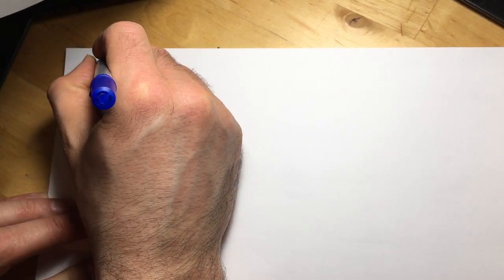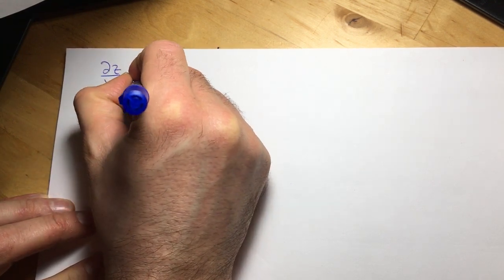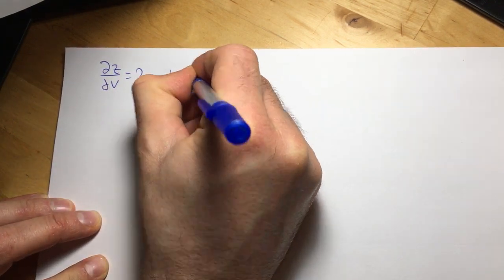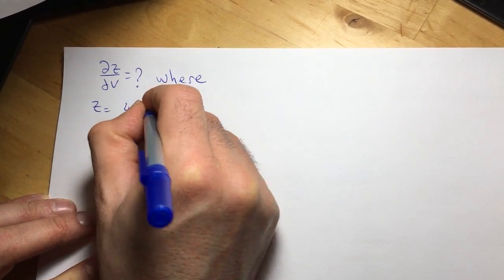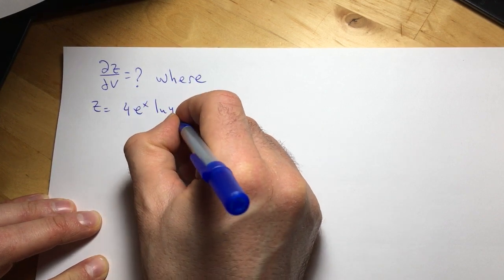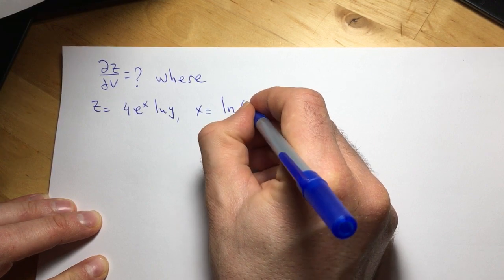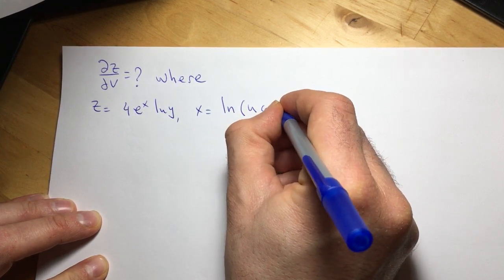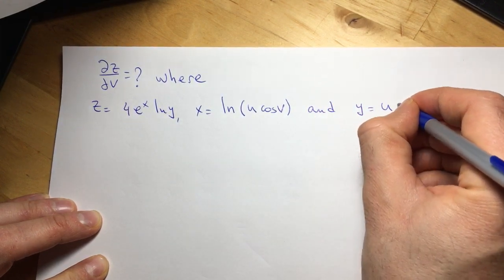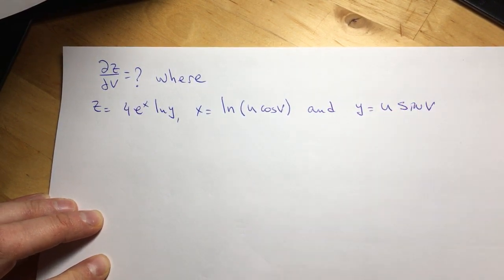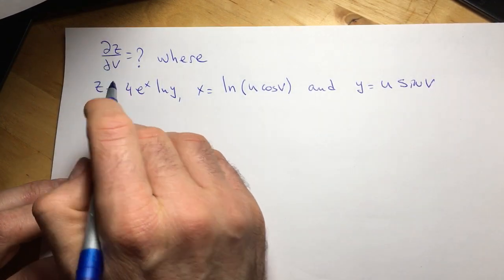Evaluate partial z, partial v, where z is equal to 4e to the power x ln of y, x is equal to ln of u times cosine of v, and y is equal to u times sine of v. Okay, so now we want to find partial z, partial v.